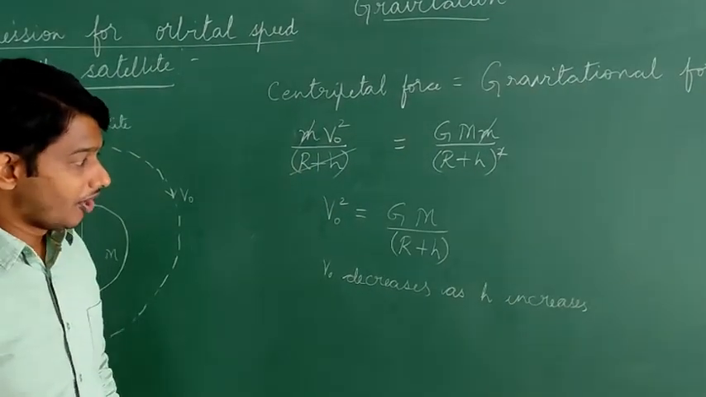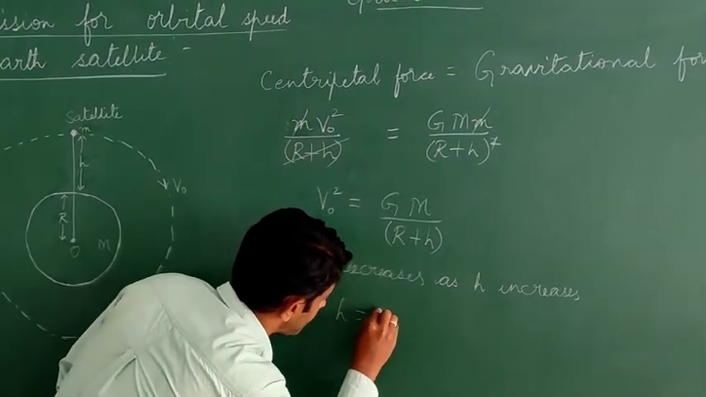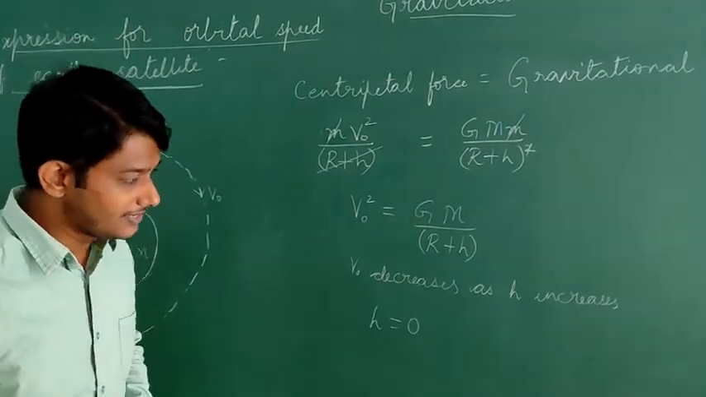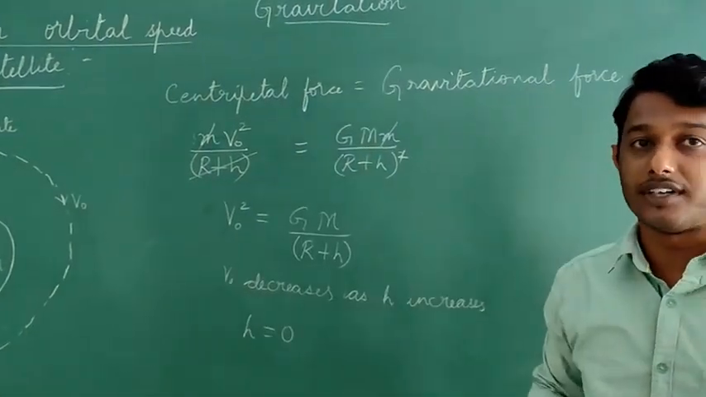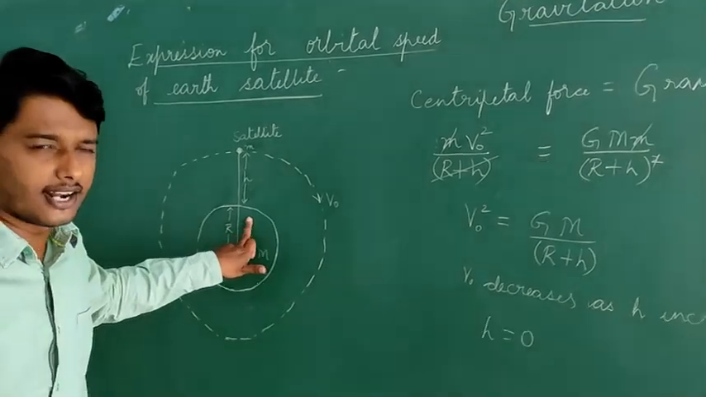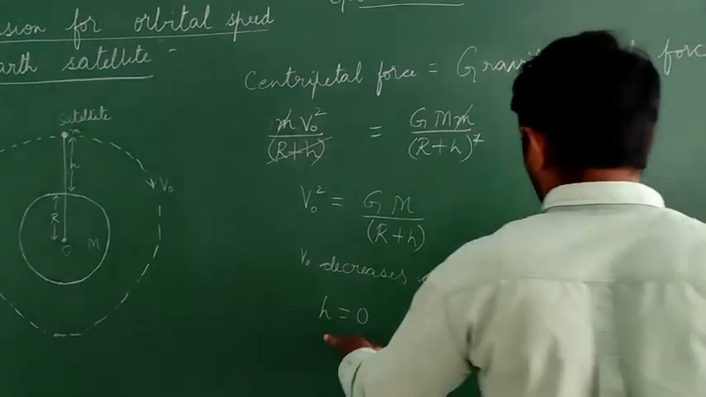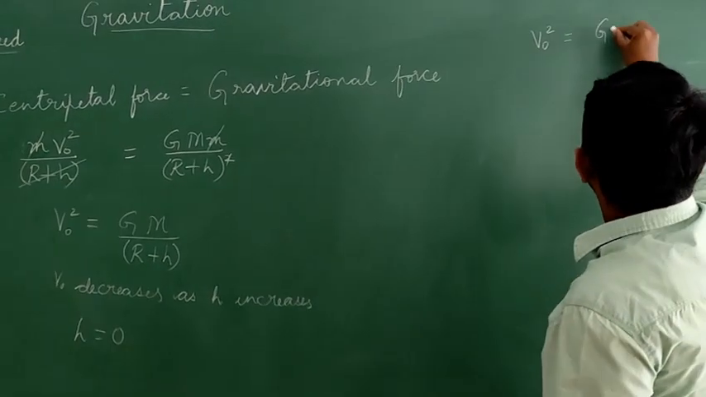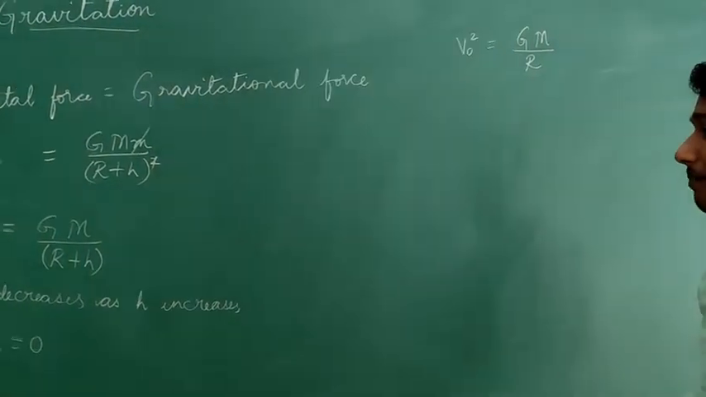So for the orbital speed v naught, let us take h is equal to 0, because we are considering our satellite is revolving around the Earth very close to the surface of the Earth. So I'll consider like that. So for that reason I'll take h is equal to 0. So after this, what will happen to our equation? v naught square is equal to GM divided by R. So this is what I get, GM by R.